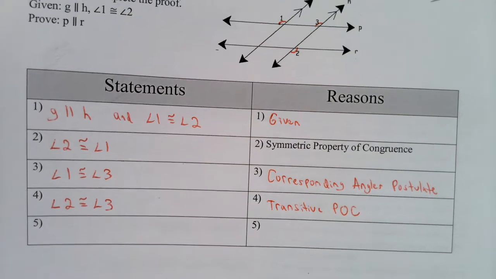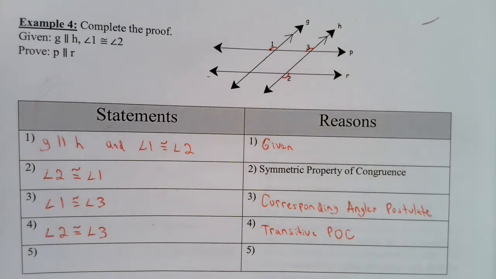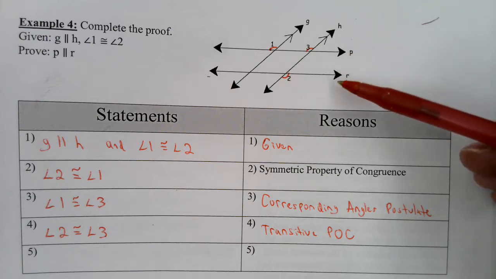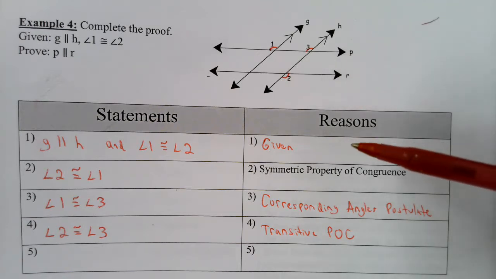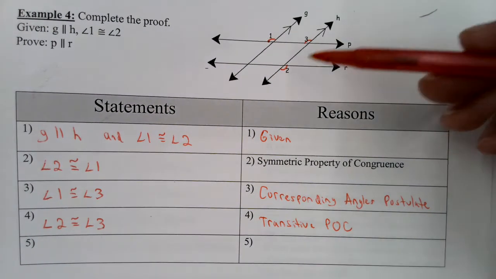Now, you may be wondering, why can't you just say that 2 is congruent to 3 because they're alternate exterior angles? Think about that for a minute before I tell you the answer. Why can't you just say 2 is congruent to 3 right away? Because they're alternate exterior angles? The reason is because you don't know P is parallel to R. You don't know if those two are parallel. That's why you can't say 2 is congruent to 3 right away. But anyway, now we have angle 2 is congruent to angle 3.